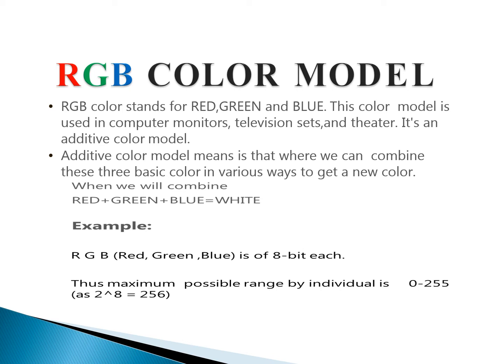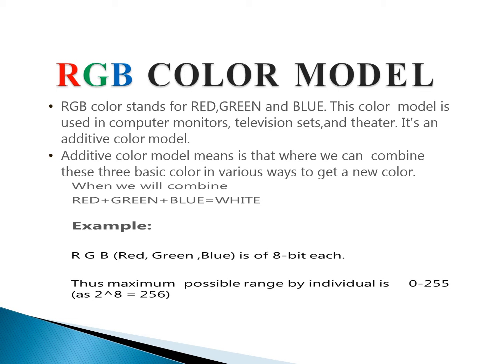So all of us are familiar with the RGB color model. The RGB color model is the red, green, blue color model. Whenever we have computer monitors, television sets, movies and all these things, this particular color model is used. This is called an additive color model because we go on adding the colors to the base and then build new colors.